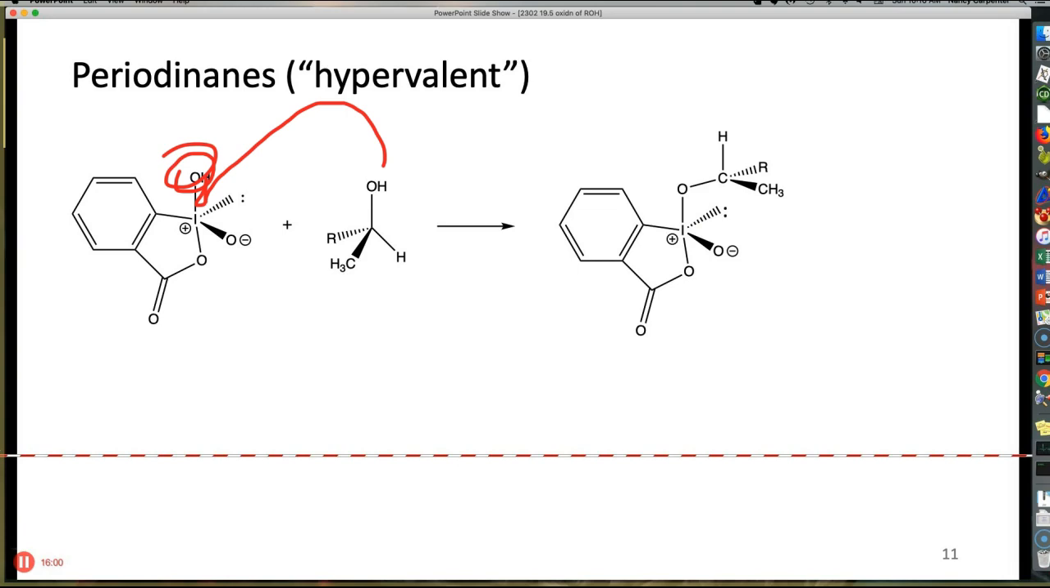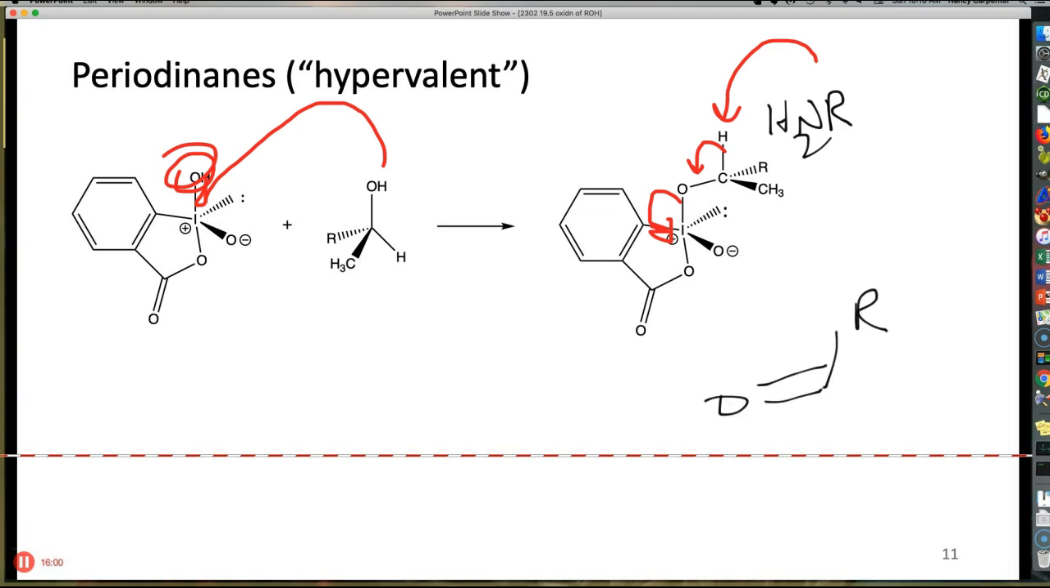And all I need to do is, well, I'll just use a generic base here. Maybe I'll use an amine. All right, and so boom, boom, and reduction of that really highly oxidized iodine gives me my carbonyl. So that's oxidations of alcohols in a nutshell.